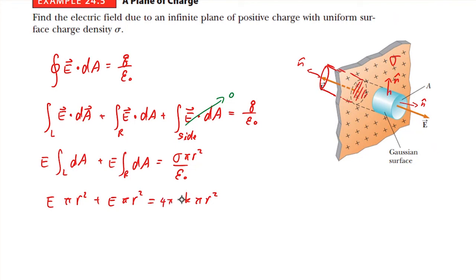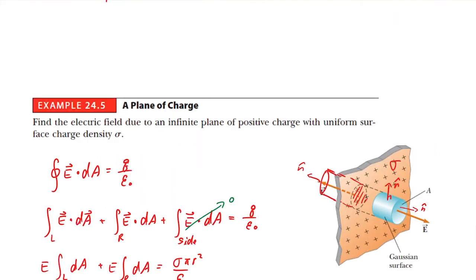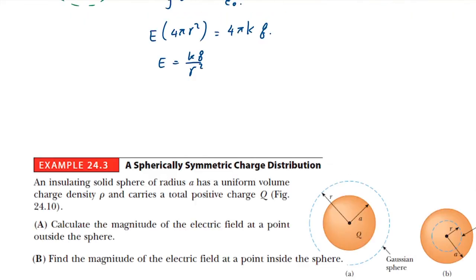4 pi sigma k, another pi r squared. Good. Divide both sides by 2 pi r squared. Okay? So your electric field is equal to 2 pi sigma k. Good. Was that our answer before in our integral?